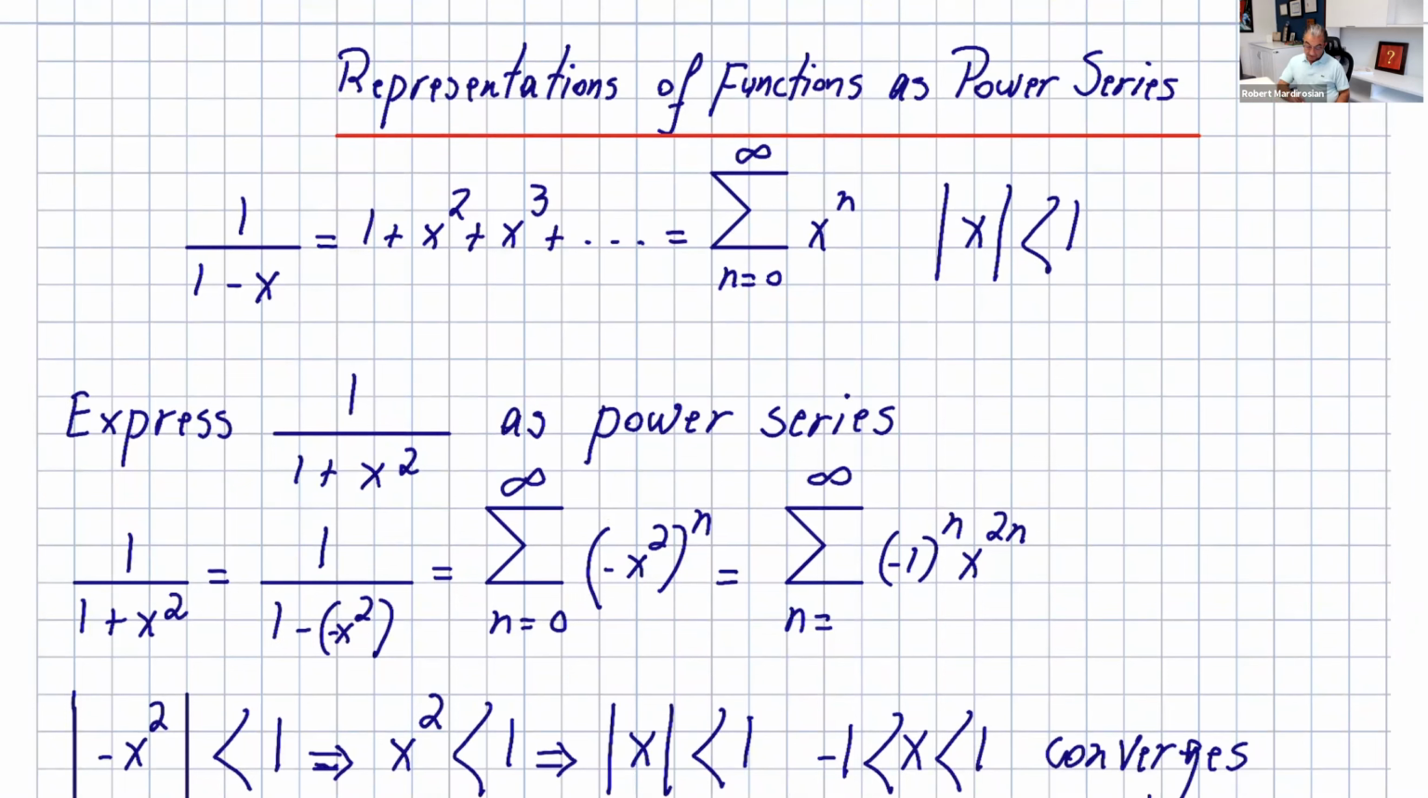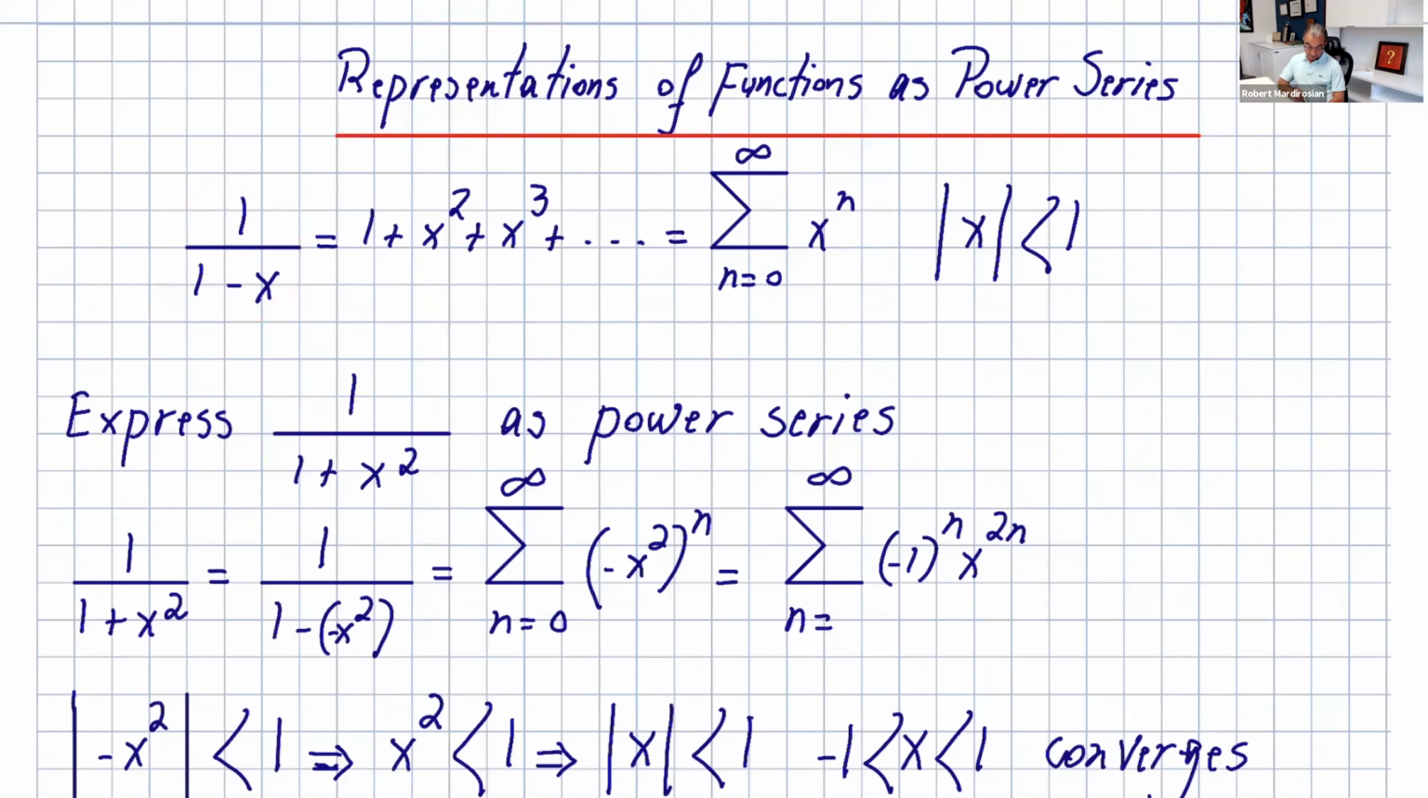One simple and very obvious one, we saw that 1 over 1 minus x can be written as 1 plus x plus x squared plus x cubed, and so on, the sum of n starting from 0 to infinity of x to the power of n. The radius of convergence is 1. Now, if I have this function, I want to represent that as a power series. So I can go to this one.